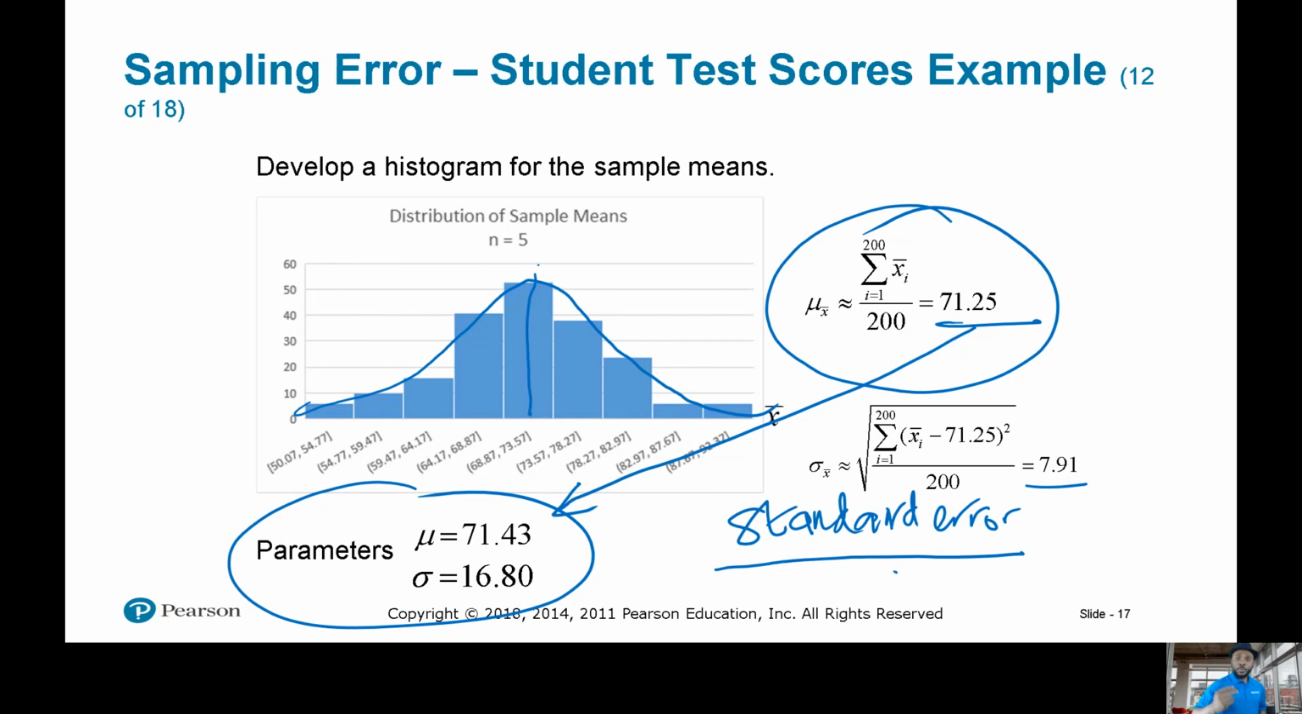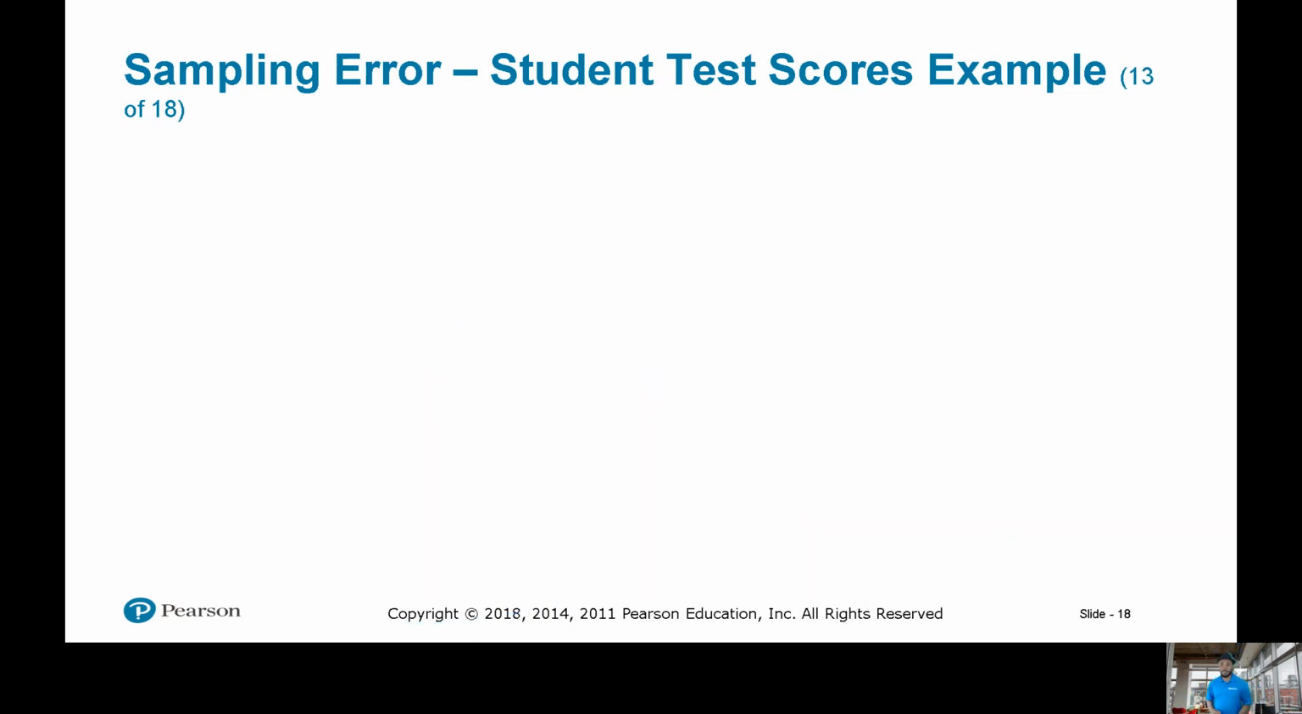And what we'll see later on is that each of our samples had a size of n equals 5. What happens if we increase n from, say, 5 to 10? All right, we will see that next.